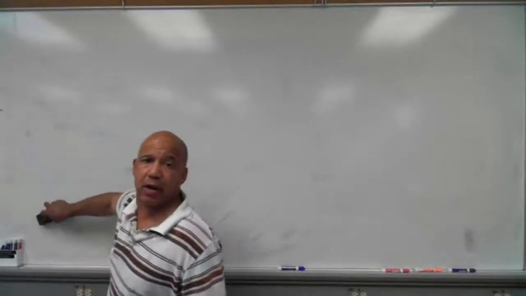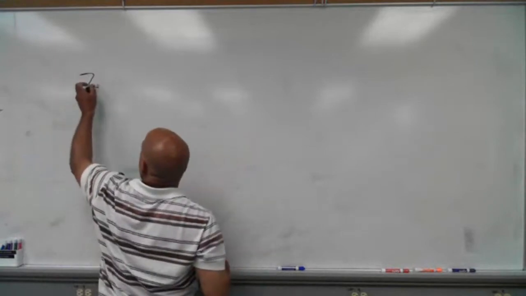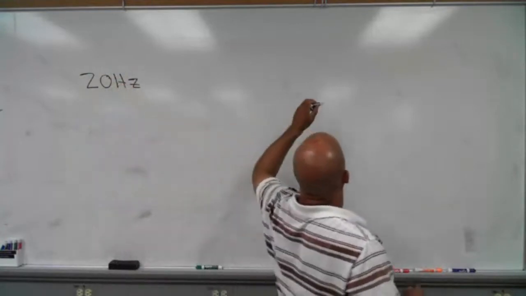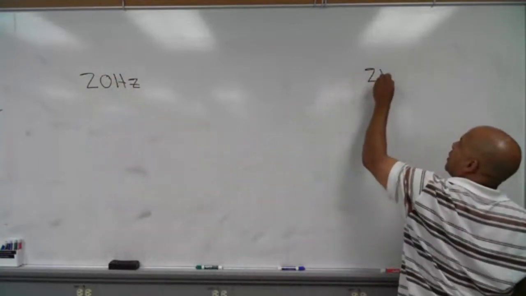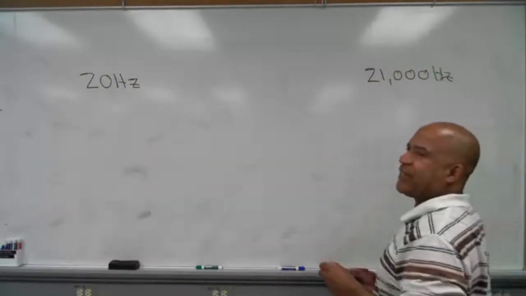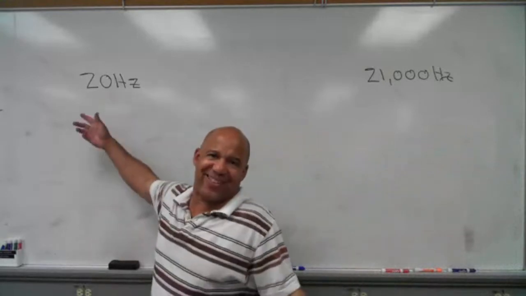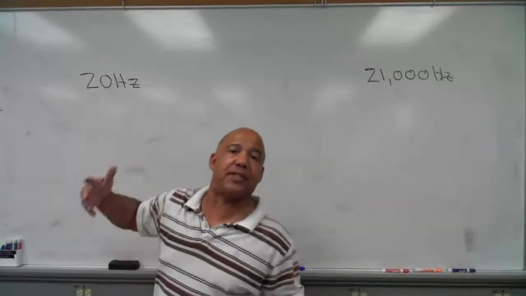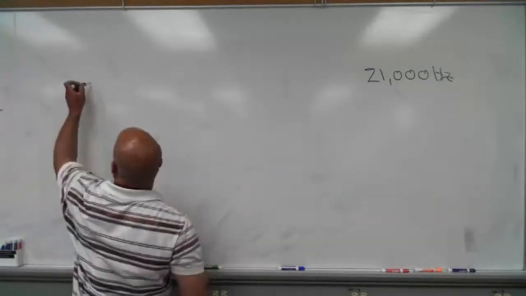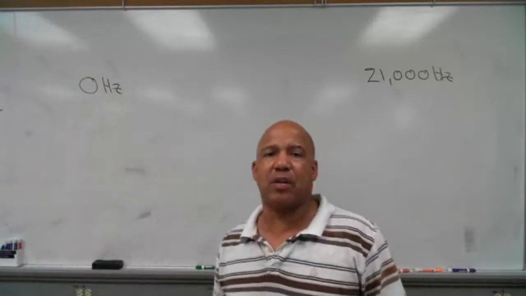The bandwidth for human hearing on the low end is 20 hertz, and on the high end is 21,000 hertz. And just to make it simple, since we're only 20 hertz away from 0, let's just start it at 0 so this graphs nicely. So I want to start it at 0 hertz. What if I want to make a graph?